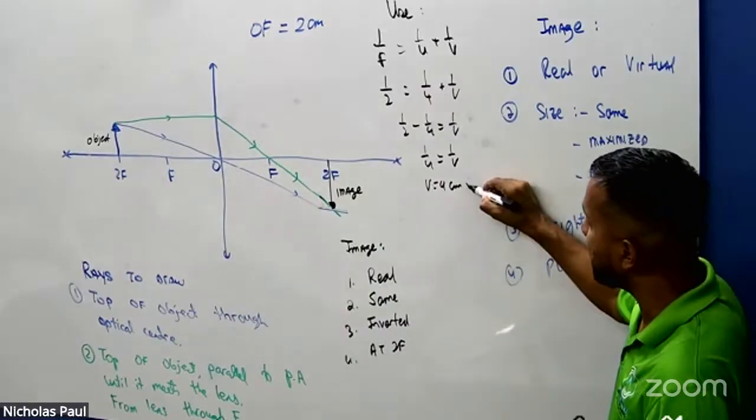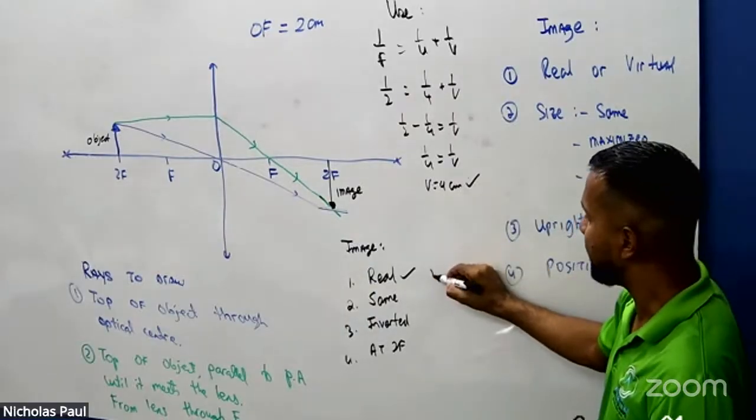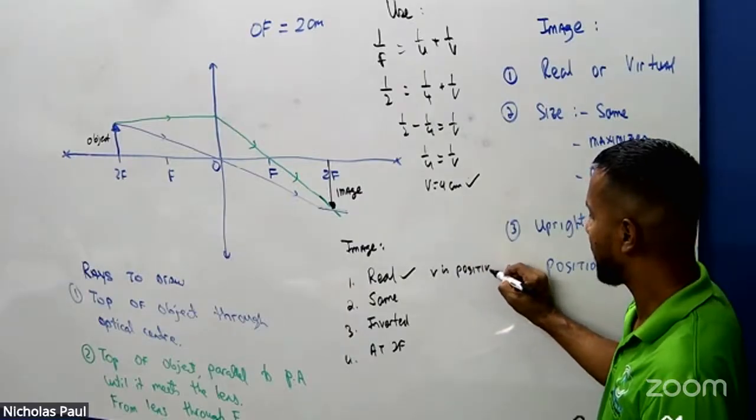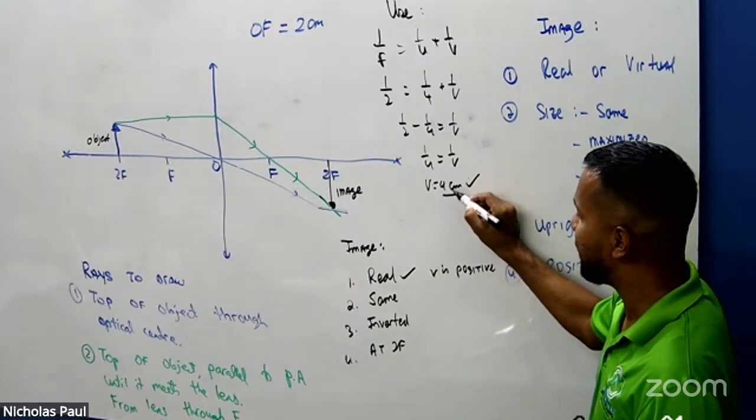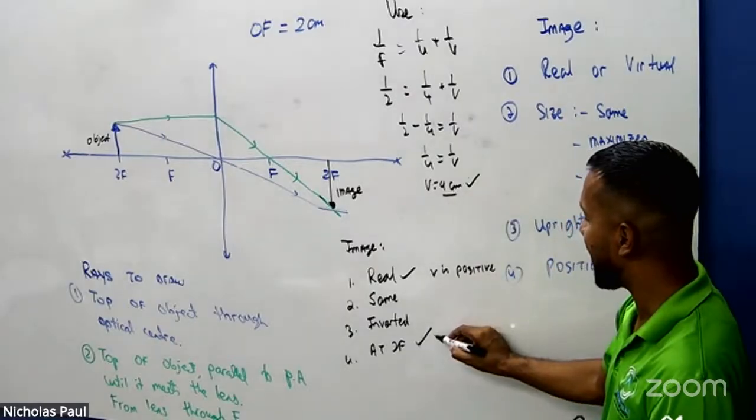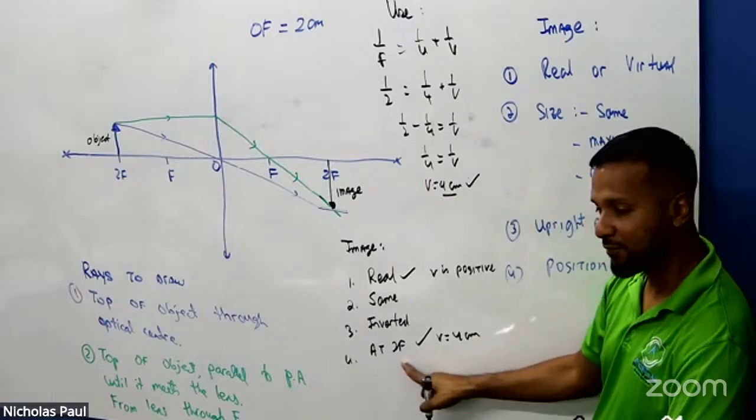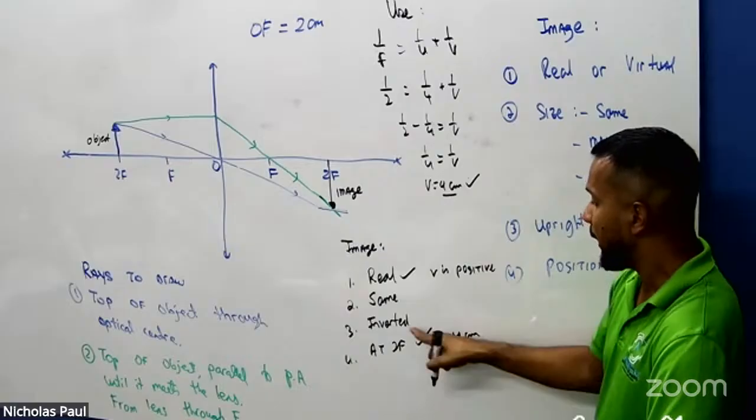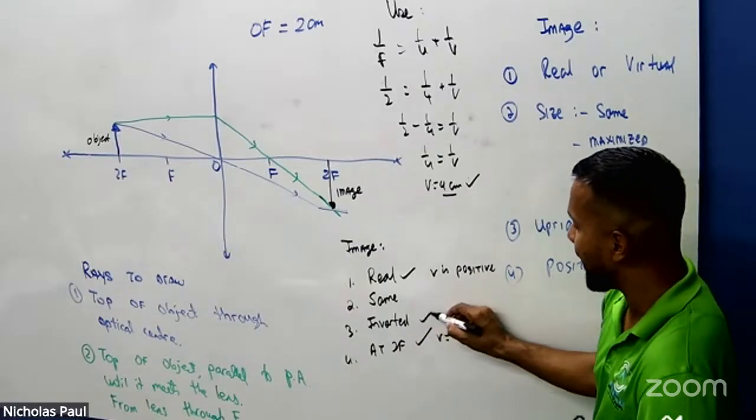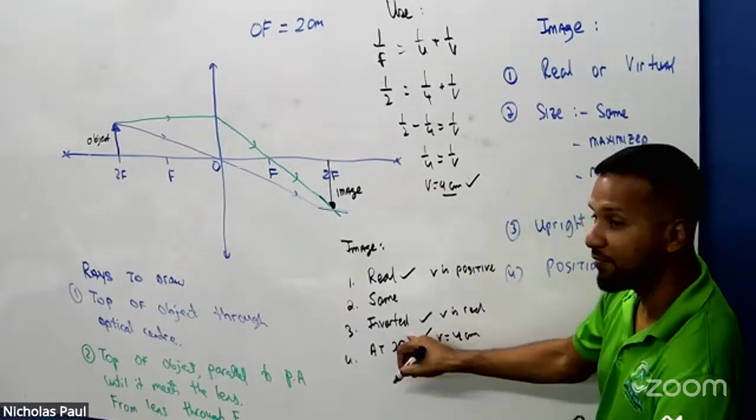Number 1, we could tell that it's real because this value is positive. V is positive. We could tell it's at the 4 centimeter mark, so V is 4 centimeters, so it's at 2F. Inverted, because it's real. All real images are inverted.